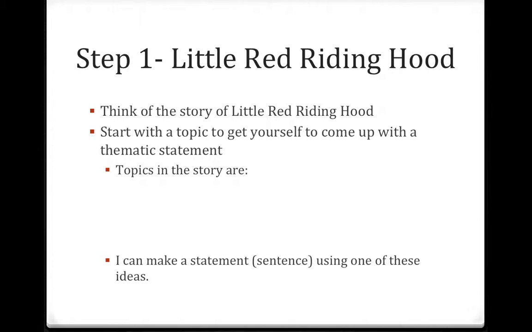So, we're going to start with the example of Little Red Riding Hood. Mostly everybody should be familiar with the story Little Red Riding Hood. First, you start with some topics to get your brain thinking and to come up with a statement. Some of the topics in the story are strangers, trust, family, and courage. So we can make a statement or a sentence using one of these ideas, and I highlighted the ones that we're going to use today.